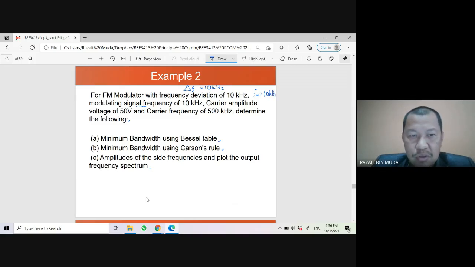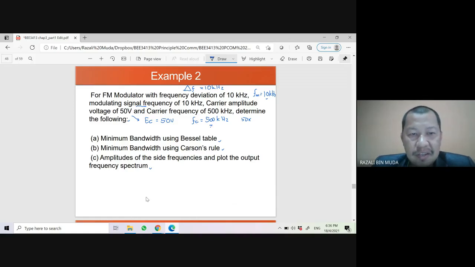Voltage, amplitude voltage of 50 volt, what is this? This is EC, right? Carrier frequency FC is 500. So you can see the difference between FM and FC. FM is just 10, FC is 500. This is 50 times larger. Okay.